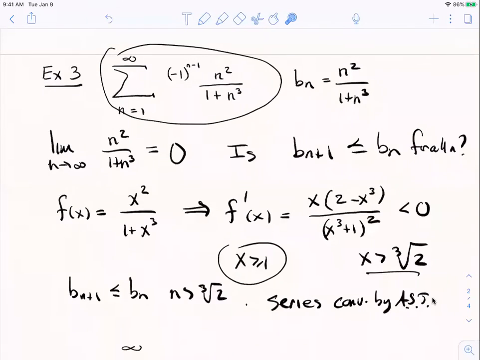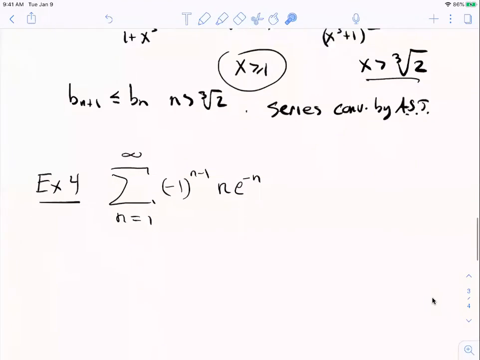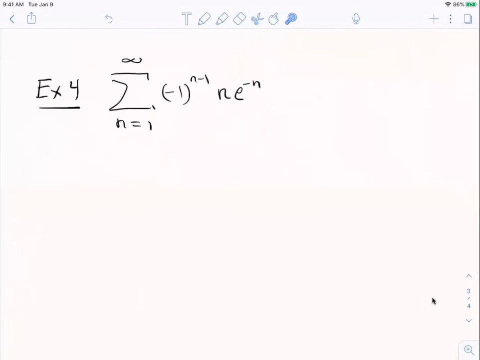Stop this video, because this one's not going to be that long. I just got one more example. I want to know, does this series converge or diverge? Okay, so in this case, our b sub n's are n times e to the minus n, or maybe you like to think of that as n over e to the n.